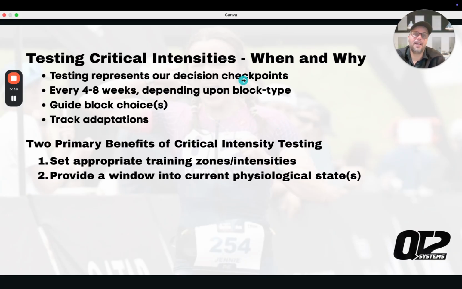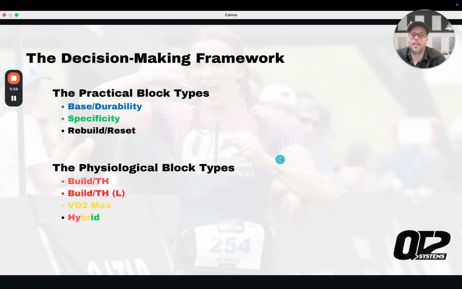And the testing represents decision checkpoints for us. We try to do that every 4 to 8 weeks, depending upon the block length. It helps us to track adaptation, but also physiological state. This allows us to set appropriate training zones and intensities, and like I said, provide a window into current physiological state. So I'm going to go through quickly the decision-making framework. We have the practical training blocks: base durability, specificity, rebuild, reset, and then we have the physiological block types, which are build threshold lengthening, VO2 max, and hybrid.